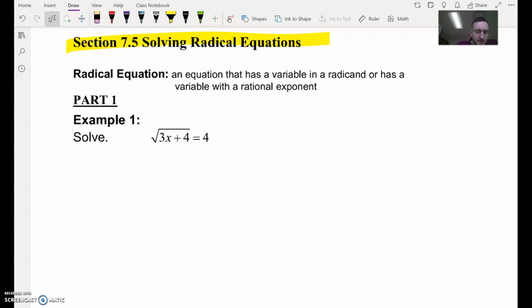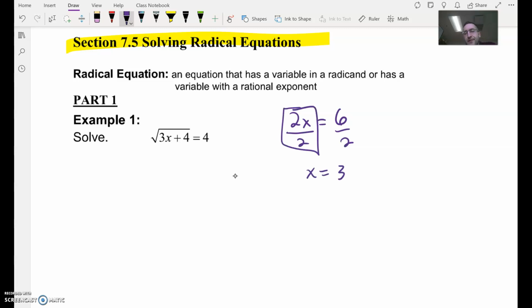Radical equations. It's an equation that has a square root in it. Okay? And there's going to be a very simple way to solve this. You've been solving equations like this one since like 5th, 6th grade. 2x equals 6. So we divide by 2, x equals 3. You used division to kind of get x by itself.